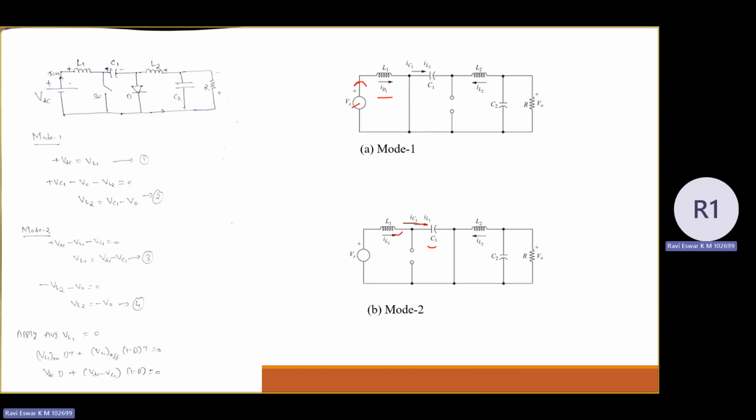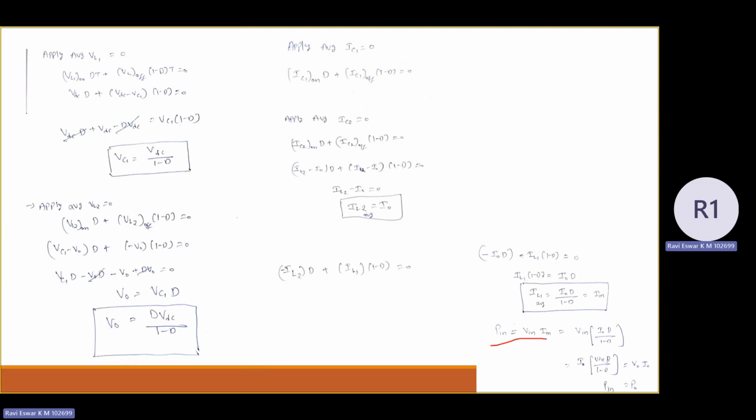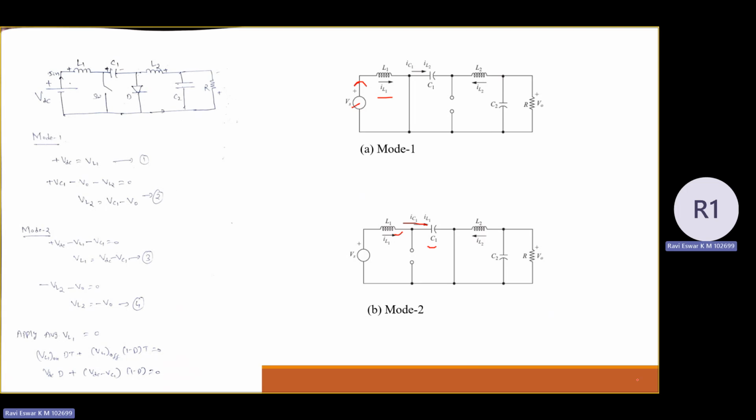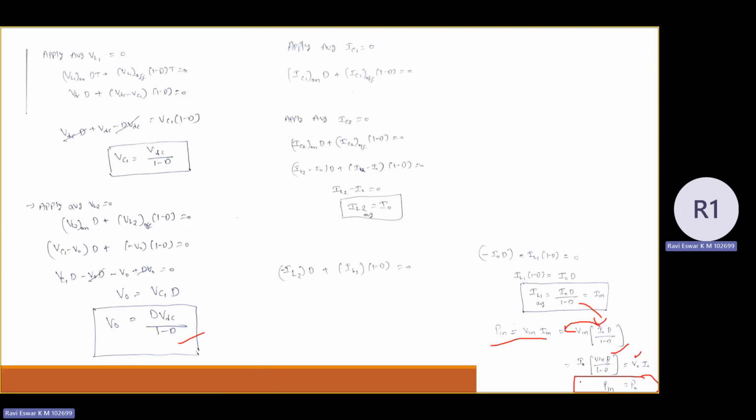The inductor current IL1 is the same as the input current, the average current. So I can substitute IL1 in place of Iin. So Vin into Io D by 1 minus D. So I can take Io out. So Vin into D by 1 minus D. Again, here Vin and VDC are both the same input voltage, so I can take it as Vo. From this, I can make a relation: input power is equal to output power. Since I didn't consider any non-idealities in the analysis, I arrive at this equation: the input supply power is equal to the output power consumed at the load.